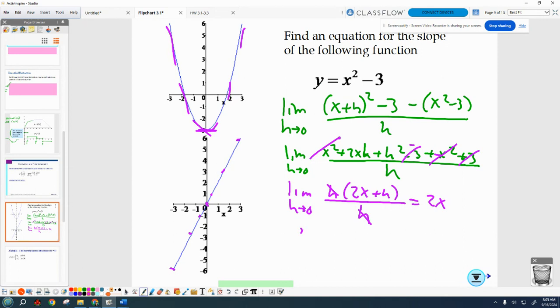And now that I've found this derivative, I can easily find the derivative at 50 is 100. Derivative at negative 7, negative 14. I can find all those things.